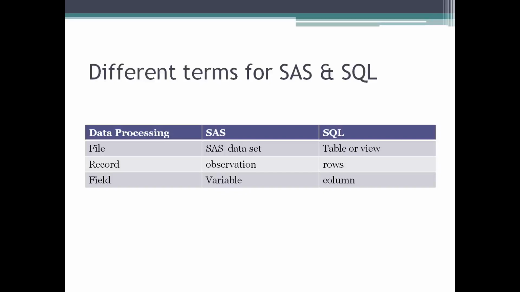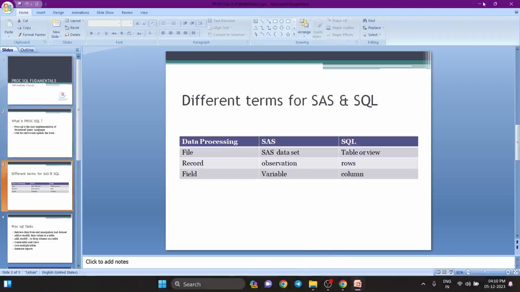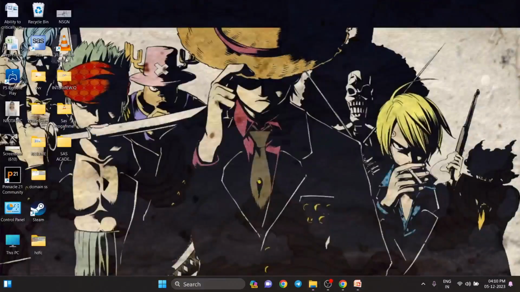First, if we have some data, we have that data file. In SAS we call it a SAS data set, and in SQL we call that data file a table. We have certain records in that data. In SAS we call those records observations, how many records we have in that data, and in SQL we call it a row. And if you have fields, the variables, we call them variables in SAS and columns in SQL.